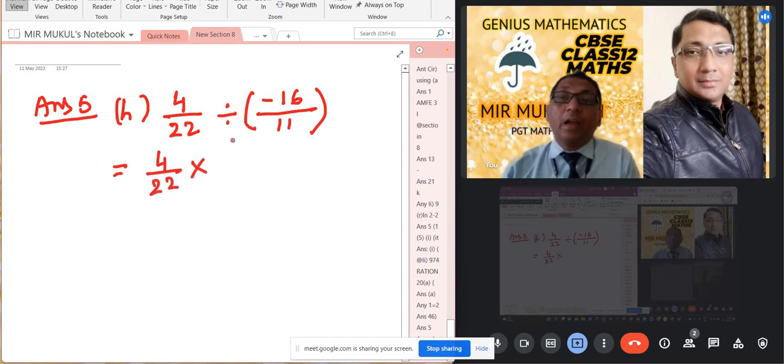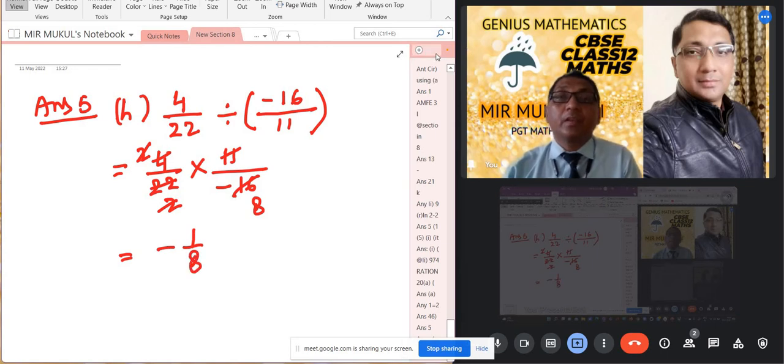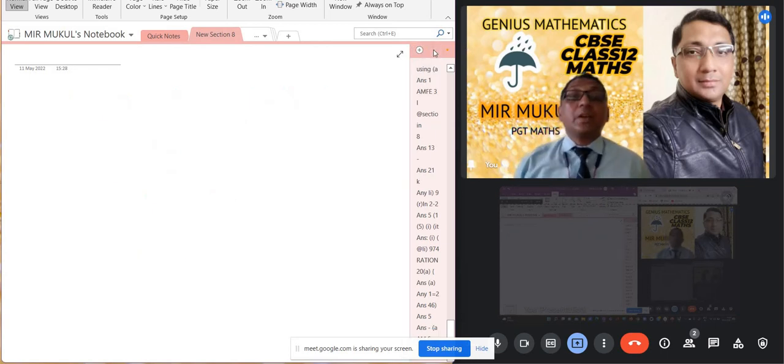So it will be 4 by 22. Convert divide into multiplication. It will be 11 by minus 16. Now cut by 11. 11 2 is 22. Then 2 2 is 4. Then these 2 and this 16 it will cut. So we are getting minus 1 by 8. So this was question number 5.